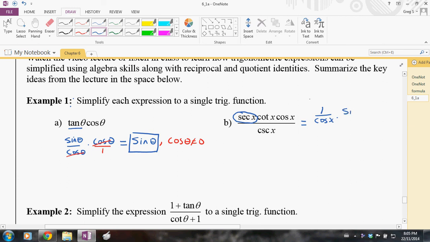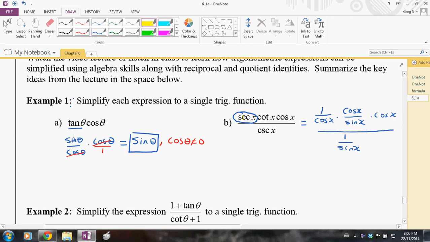Oh, no, I got that mixed up. Tan is sine over cos. So this one is going to be equal to the cos of x over the sine of x multiplied by the cos of x, all divided by, the cosecant is the same thing as 1 over the sine of x. Okay, so you see how that works.